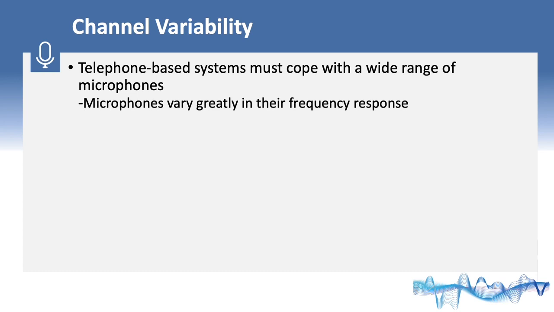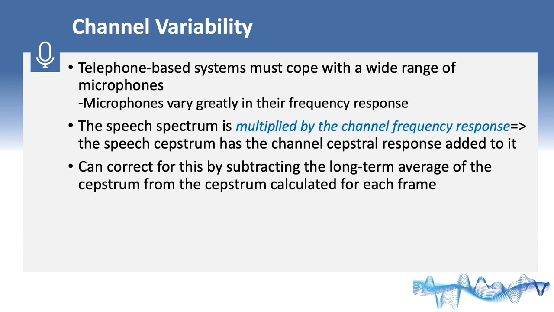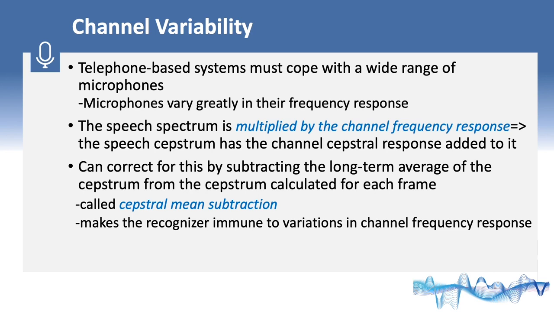Microphones vary greatly in their frequency response. The speech spectrum is multiplied by the channel frequency response. That's to say, the speech spectrum has the channel spectral response added to it. The system can correct for this by subtracting the long-term average of the spectrum from the spectrum calculated for each frame, which is called spectral mean subtraction, and makes the recognizer immune to variance in channel frequency response.